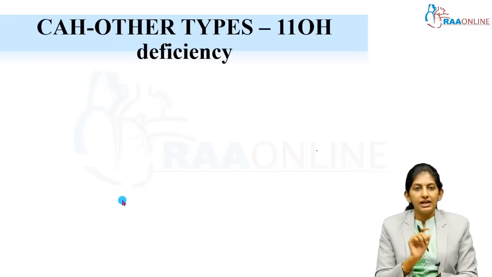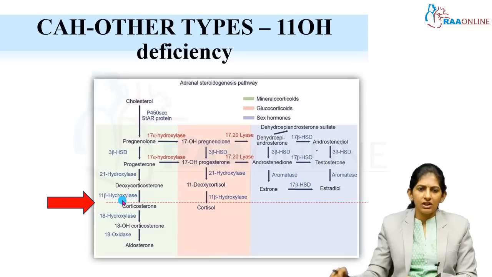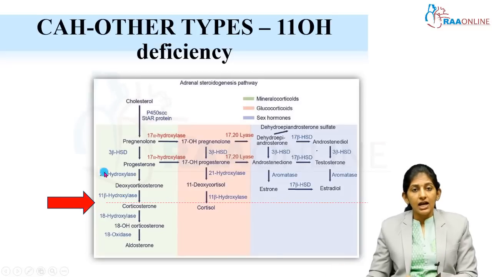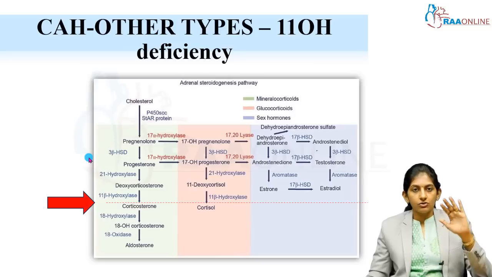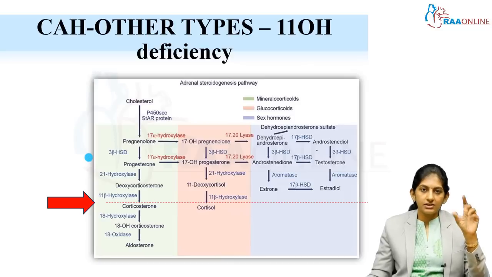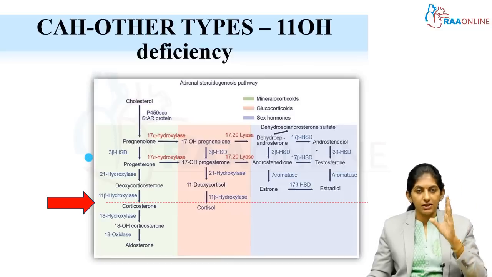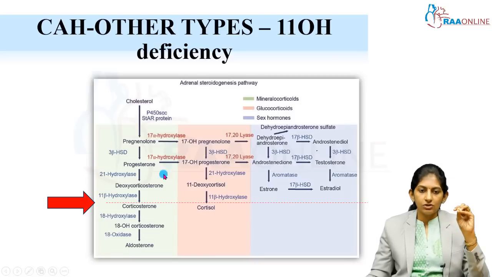So, next will be the 11-hydroxylase deficiency. In 11-hydroxylase deficiency, the defect is further down. I told you 3, 21, 11 and 18, right? So, 21-hydroxylase deficiency we have seen. Now, it is 11-beta-hydroxylase. In 11-beta-hydroxylase, the conversion is from the first pathway you see. The first pathway is the mineralocorticoid pathway. The conversion of deoxycorticosterone to corticosterone is facilitated by 11-beta-hydroxylase.